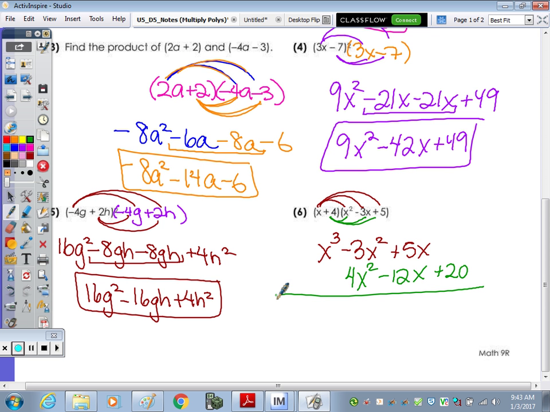Now combining straight down, rather than all left to right, there's nothing to combine with the x cubed, so just bring it down. Remember, the x squared is not going to change. Negative 3 plus 4 is a positive 1. We don't write the 1. Positive 5 minus 12 is a negative 7, keeping the x the same, and then positive 20.